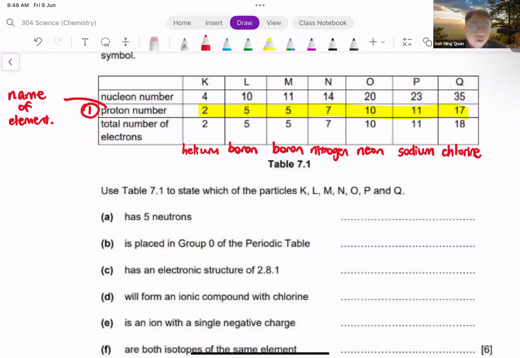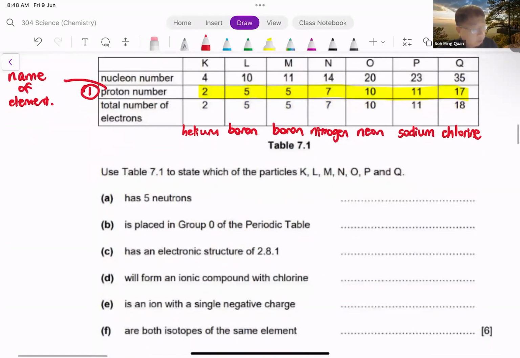Okay, so this already gives you a head start because you realize that many of these questions can simply be answered just based on the name of the element. Take, for example, part B. They want you to say which particle is placed in group 0 of the periodic table. Even if you didn't really know, based on the element's name, you can already work it out. Group 0 are the noble gases. If we refer to your periodic table, they are found on the most right-hand side of the periodic table.